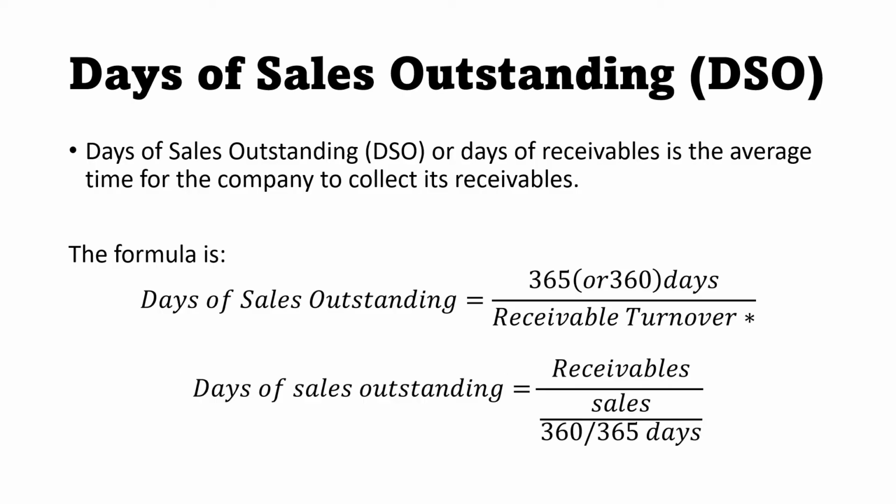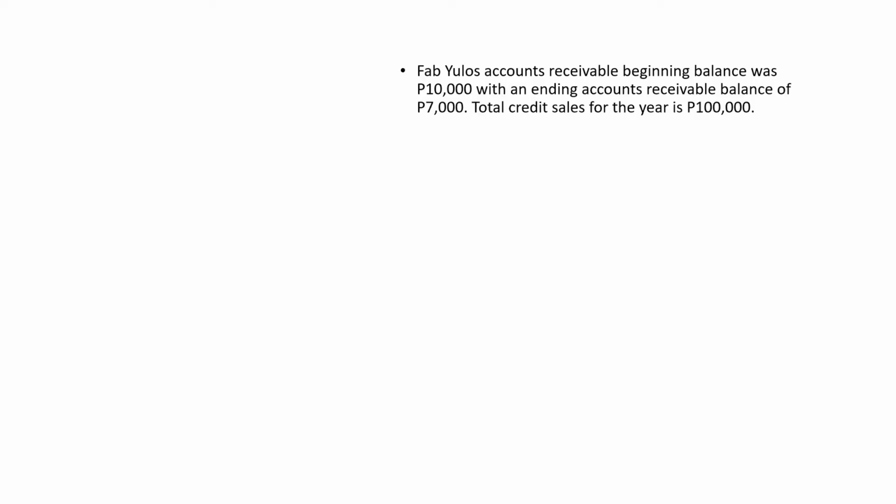Or days of sales outstanding is equal to receivables divided by sales over 360 or 365 days. That is without computing the receivable turnover. Now let us take this example. Fabulous' accounts receivable beginning balance was 10,000 pesos with an ending accounts receivable balance of 7,000 pesos. Total credit sales for the year is 100,000 pesos.